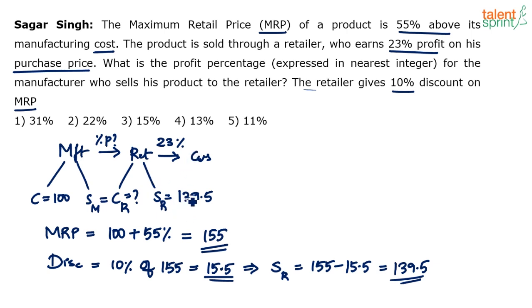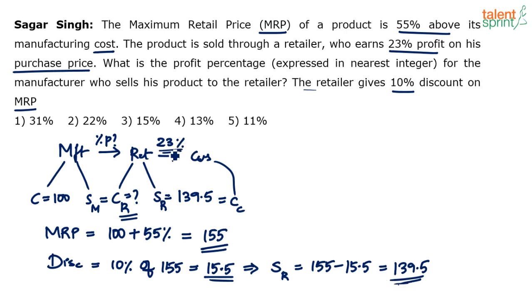Like for example here, the retailer has sold the product for 139.5 rupees, which means the cost price for the customer is 139.5 rupees. The price at which the retailer sells is the price at which the customer buys. Similarly, the price at which the manufacturer sells is the price at which the retailer buys. So by finding out the cost price of the retailer, we will automatically get the selling price of the manufacturer. And the moment we get that, we can get the profit percentage required here. So find out the cost price of the retailer. How do you do it? Selling price of the retailer is 139.5.